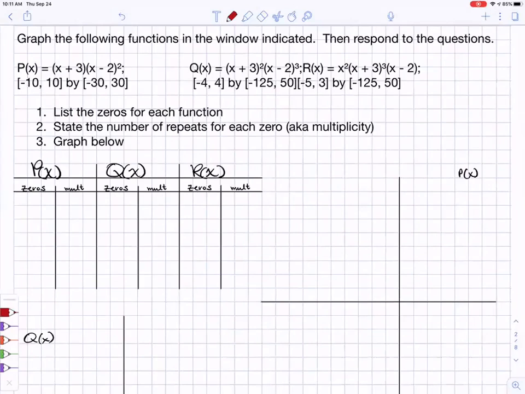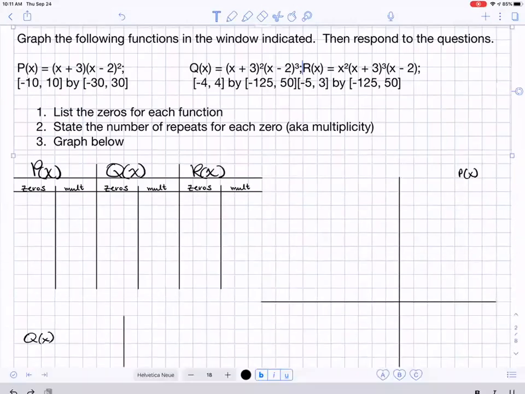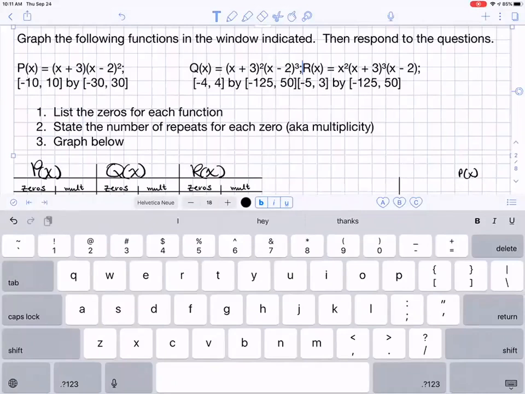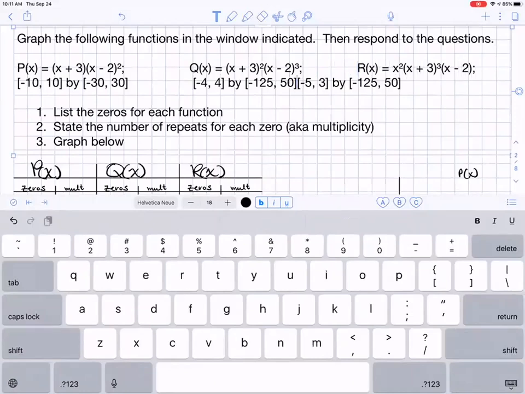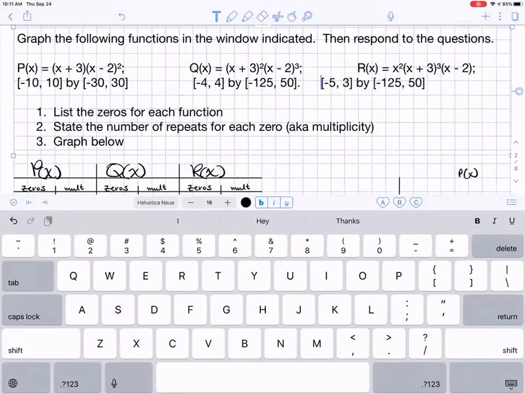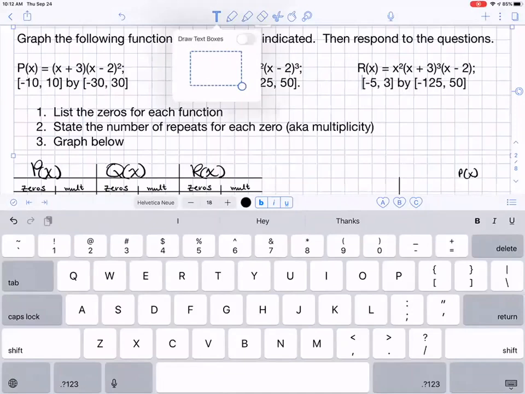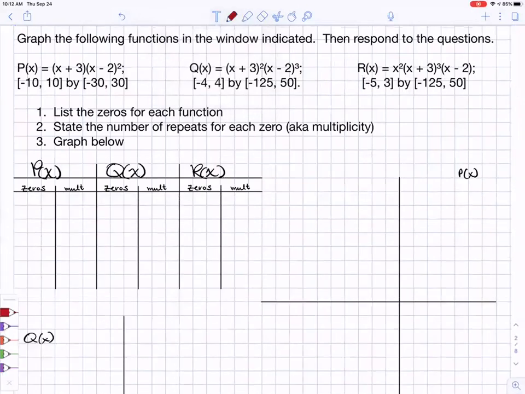Okay, so let's do a little bit of graphing in the calculator. So pull out your calculators. Sorry, in one of my updates, things got messed up and I've never gone back to fix them. Okay.